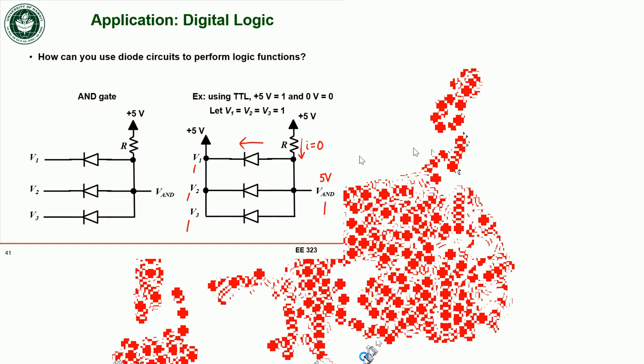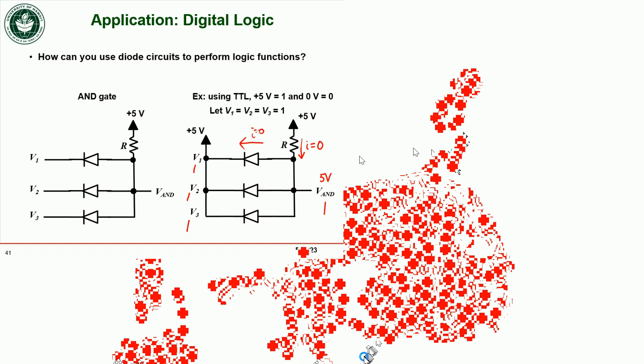Okay, and I also don't have any currents flowing through the diodes. So that means that the voltage at this node at the output is going to be the same as my voltage up here, because there's no voltage drop across the resistor. Okay, so that's 5 volts. And I get an output of 1.